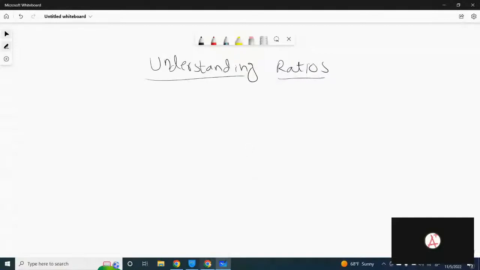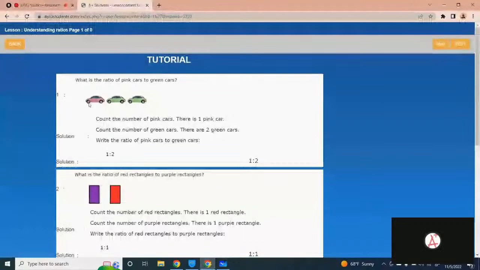Okay, so the first one is: what is the ratio of the pink cars to the green cars? You have one pink car and two green cars. Got it? So the ratio between pink to green is 1:2 because you have one pink car and two green cars, so it would be 1:2.